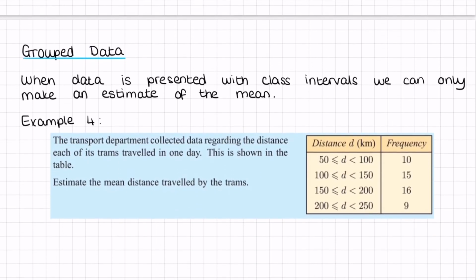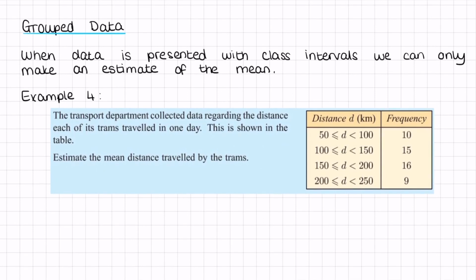Okay, grouped data. So our last little bit here. When we have grouped data, it's presented with the class intervals, as we said in the last lesson, and we can only make an estimate of the mean. So in this example, the Transport Department collected data regarding the distance its trams travelled in one day. This is shown in the table. Estimate the mean distance travelled by the trams.